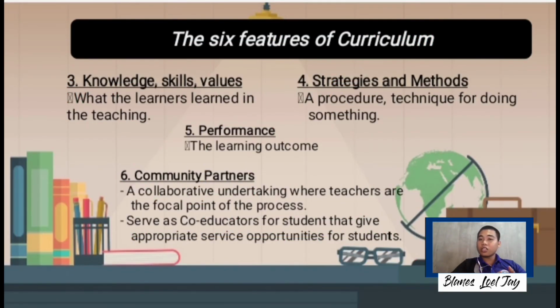Next is the knowledge, skills, and values. Knowledge, skills, and values are what the learners learn in the teaching. And the strategies and methods are the techniques and the procedures for doing something. Performance is the learner's outcomes. And then, the community partners is a collaborative undertaking where teachers are the focal point of the process, serving as co-educators for students that give appropriate service opportunities for students.